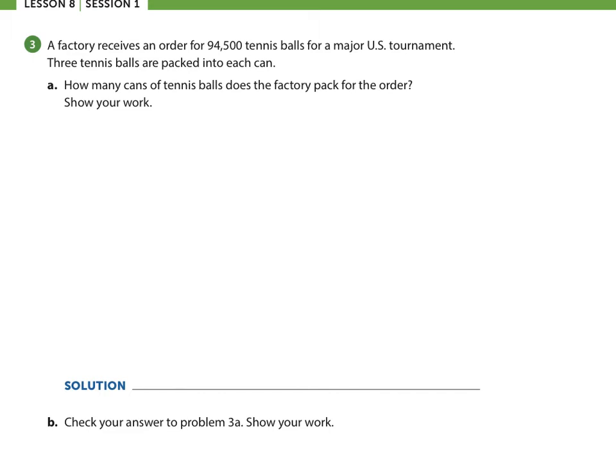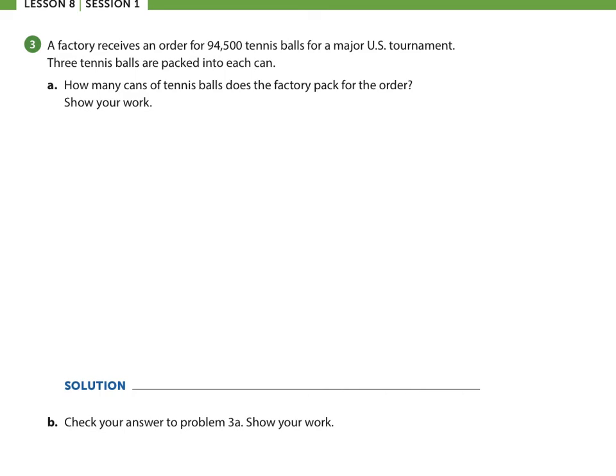So a factory receives an order for 94,500 tennis balls for a major U.S. tournament. 3 tennis balls are packed into each can. How many cans of tennis balls does the factory pack for the order?